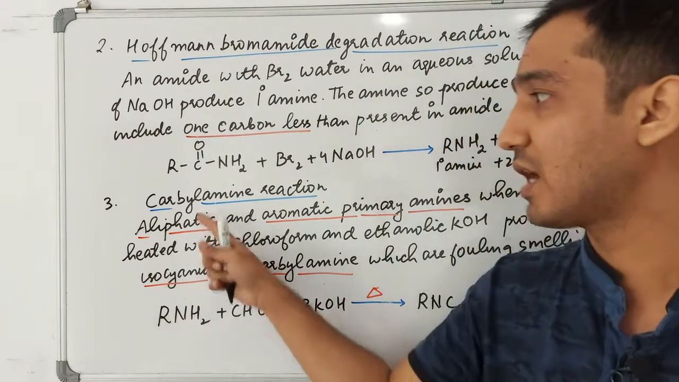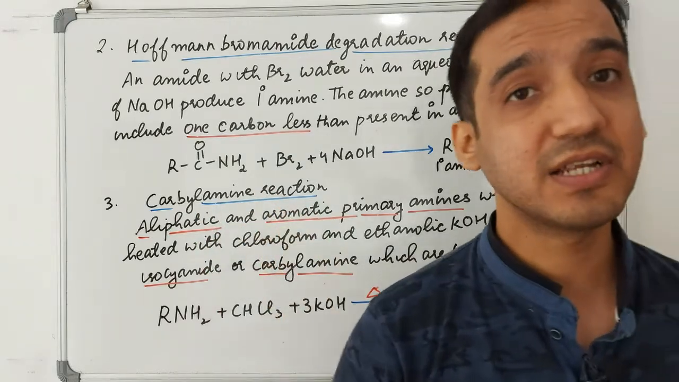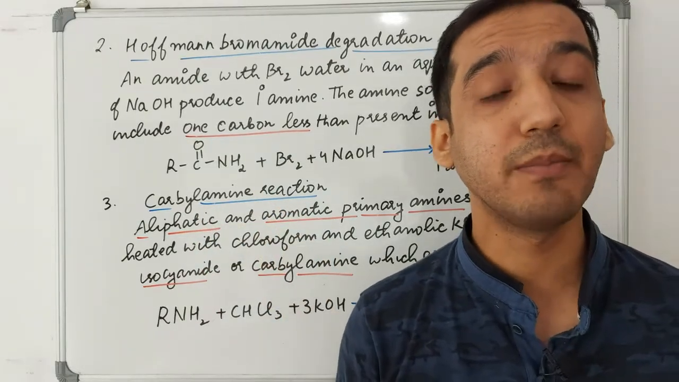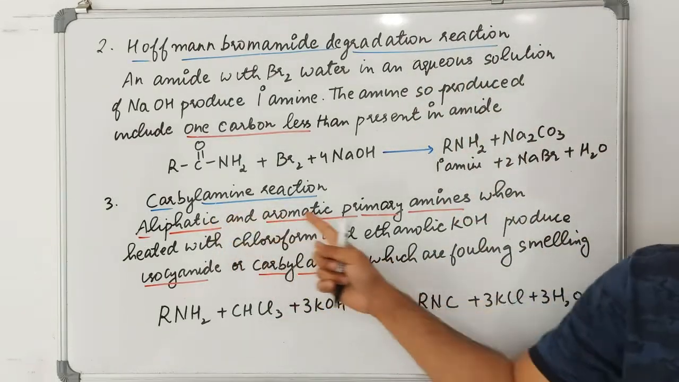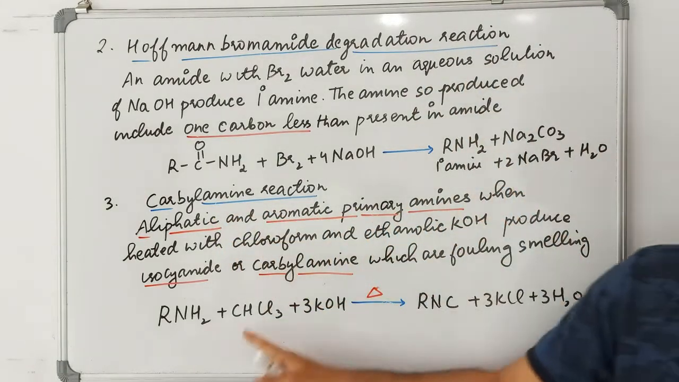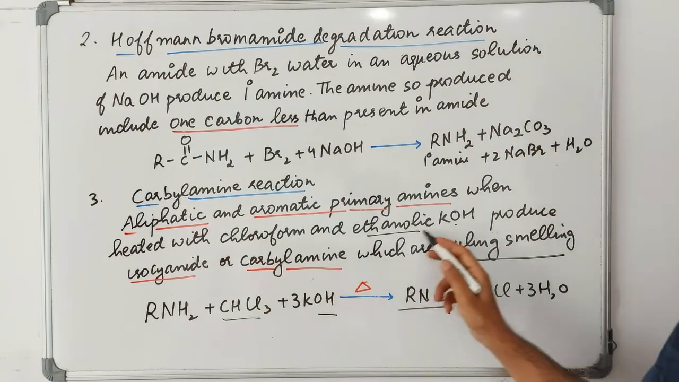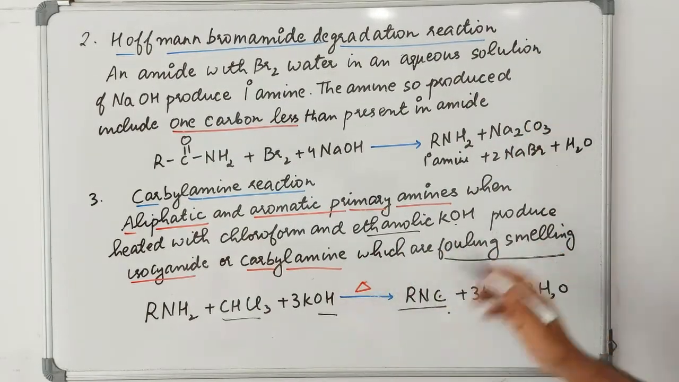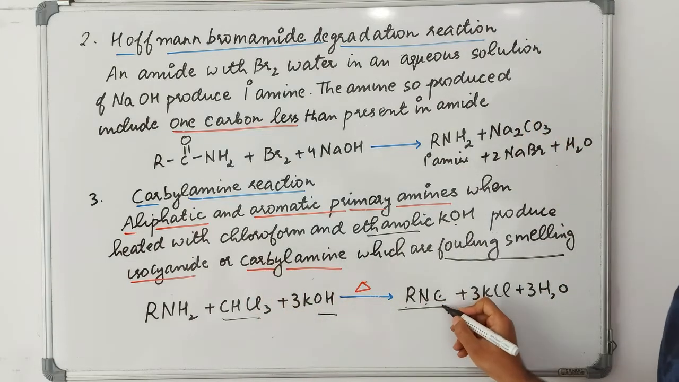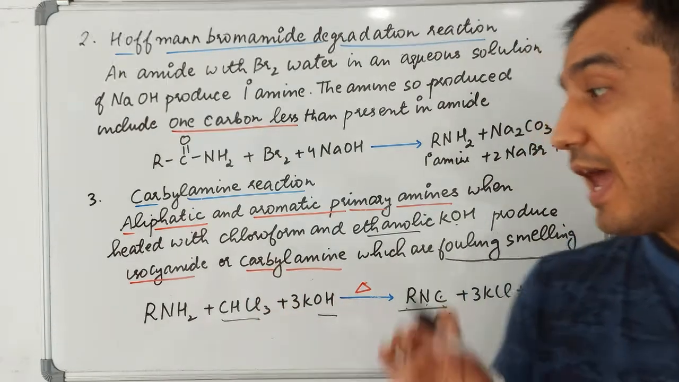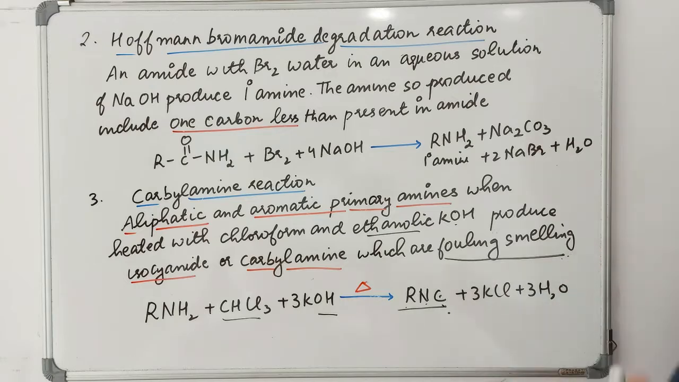The next reaction is called the carbylamine reaction. This reaction is used for the detection of primary aromatic or aliphatic amines. In this reaction, aliphatic and aromatic primary amines react with chloroform and ethanolic KOH, and produce something called an isocyanide or carbylamine, which is RNC. NC is called an isocyanide, and it is a foul smelling substance.